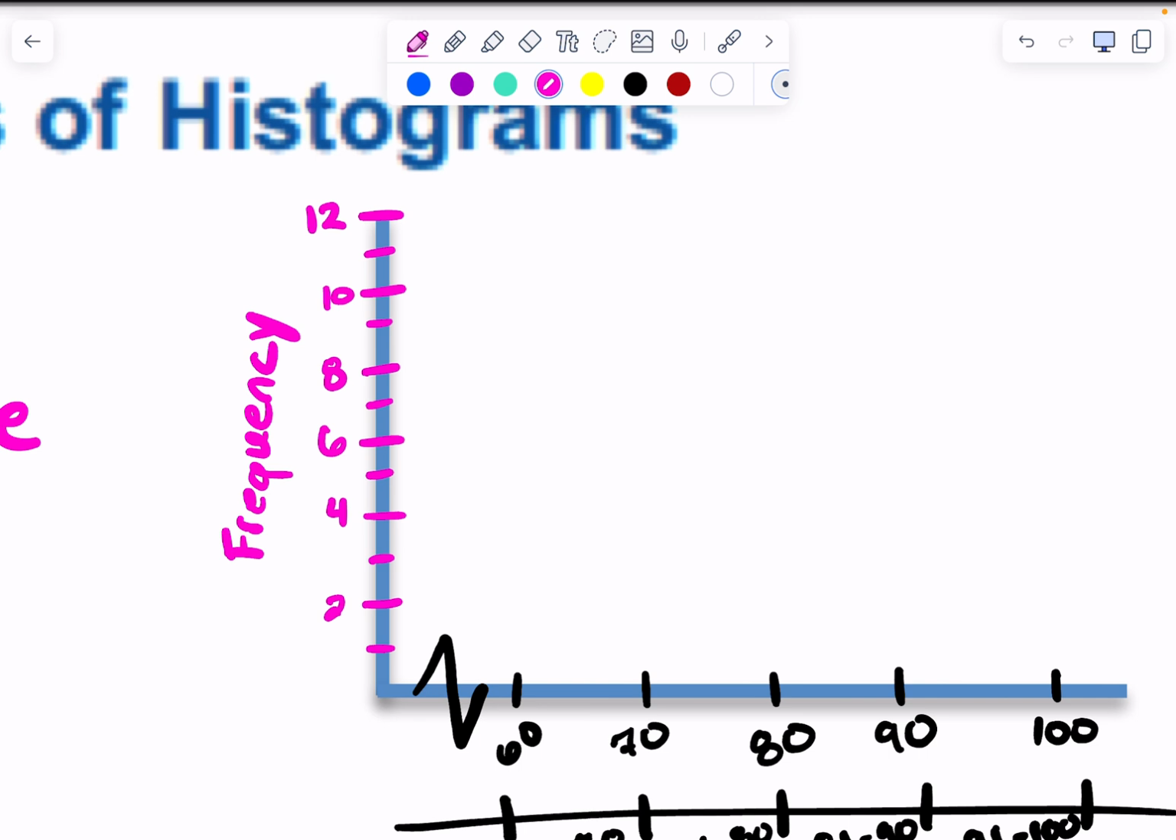Beautiful. All right, 60 to 70, was there 3 of them? Yep. So I'm going to do my bars, and that's 3 right there. Then I had 5 in the next chunk. You can make this real pretty, or you can just do whatever, but make sure I can read them. Is it 9 next?